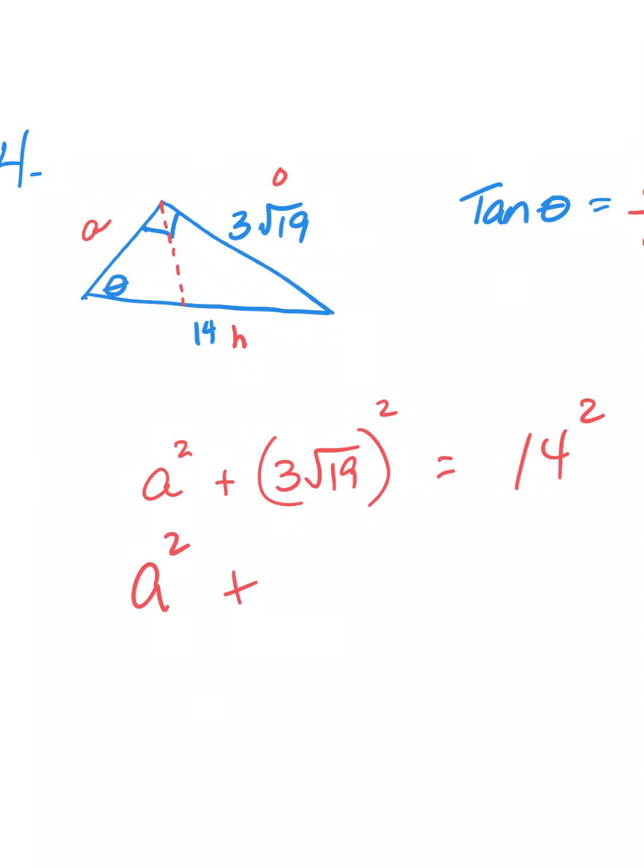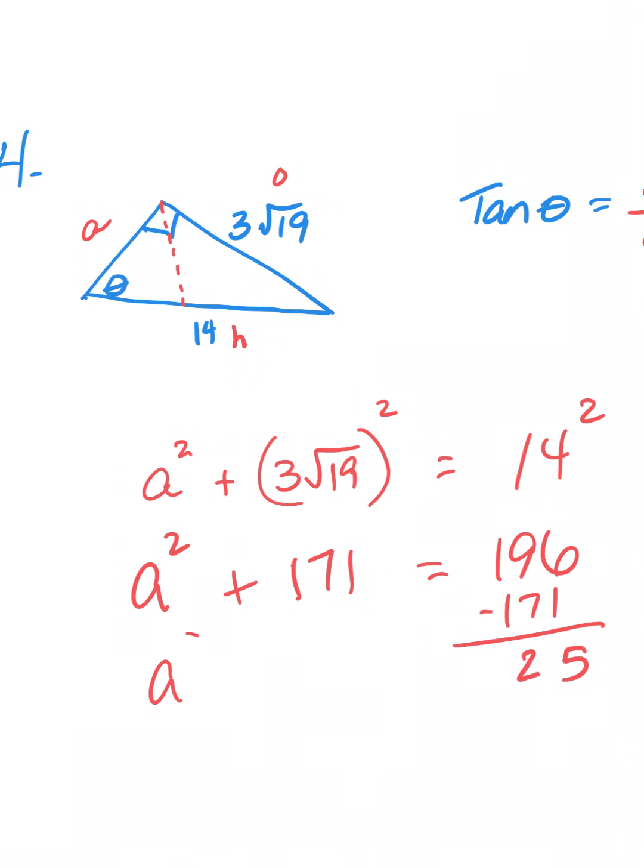A squared plus, now 3 squared is 9, and what's 9 times 19? So everybody square 3 root 19, put it in parentheses and square it, and make sure that it's 171. So now we subtract 171, we get a 2, we get a 5. Oh, this is going to be pretty. 25. So it's a squared equals 25. So A is 5. Yep.